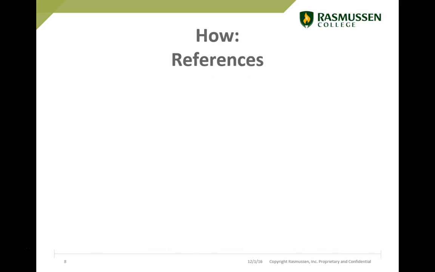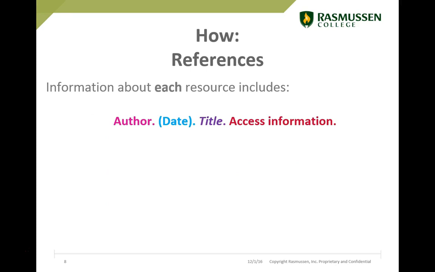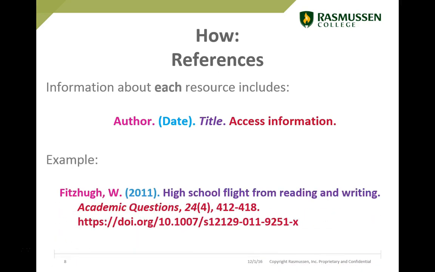Next, let's create our references page entry. Remember, our references page entry contains much more information about the source than the in-text citation. Information about each source must follow this formula: author, date, title, and access information. Here is the reference page entry for our journal article. You can see it follows the pattern of author, date, title, and access information. Your references will look a little different depending on the type of source you are citing, but they will all follow the same formula.